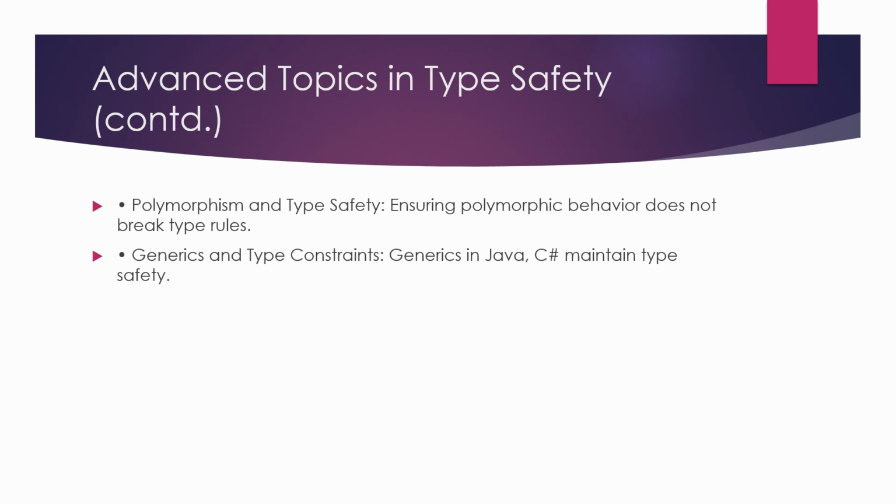Polymorphism is another key concept that can affect type safety. It ensures that different types can be handled in a uniform way without breaking the type rules. Lastly, generics and type constraints in languages like Java and C# allow you to create flexible yet type-safe code by restricting the types that can be used with generics.